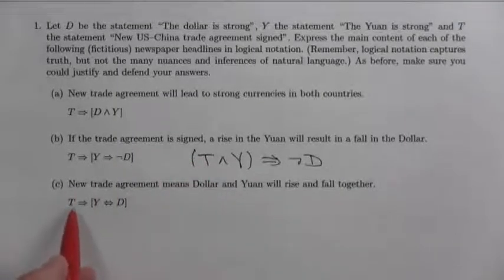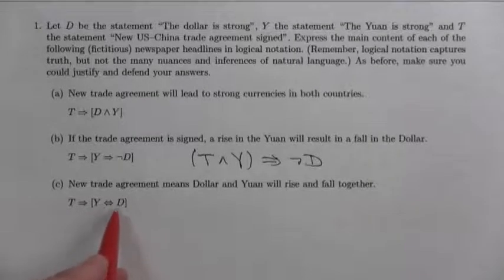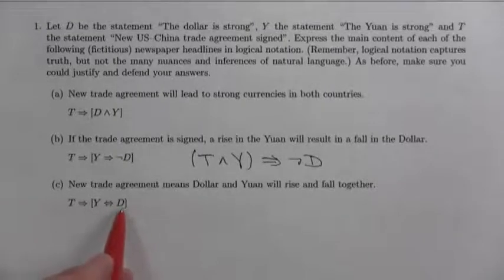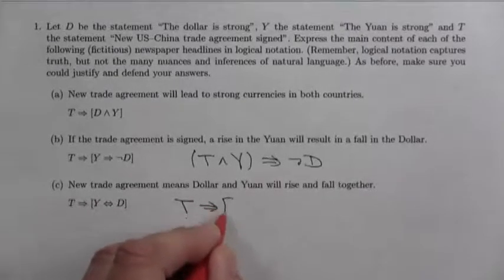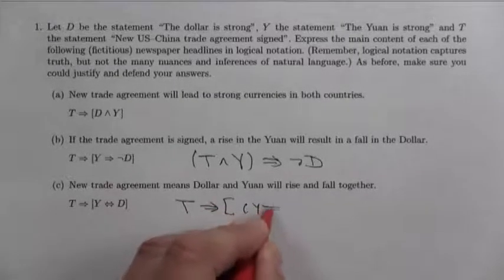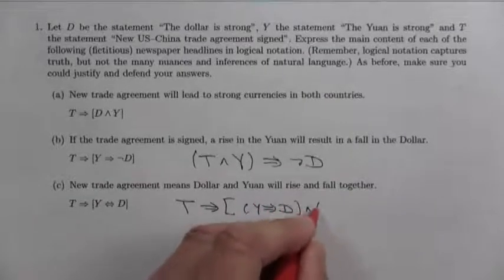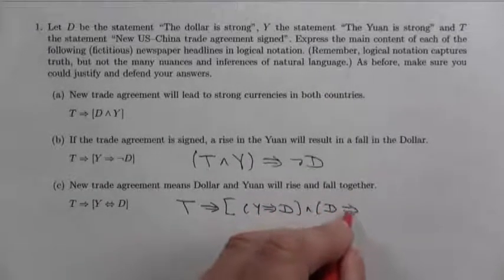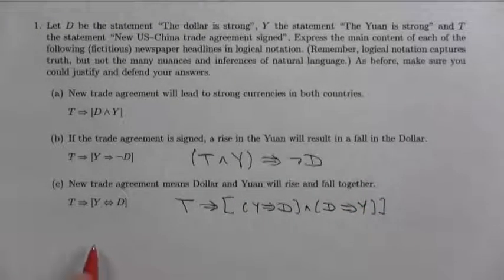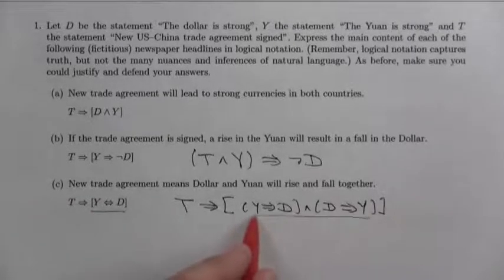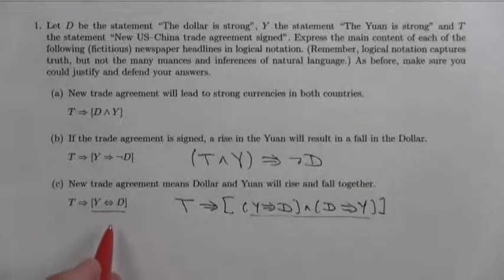And for the last one, if there's a new trade agreement, then it follows that these two things are linked. One rises if and only if the other one rises. Another way to write that would be as follows. If the trade agreement is signed, then if the yen rises, the dollar rises, and if the dollar rises, the yen rises. And again, these are equivalent because in fact that thing is just an abbreviation for that thing. It means implication in both directions. Okay, well that takes care of number 1.